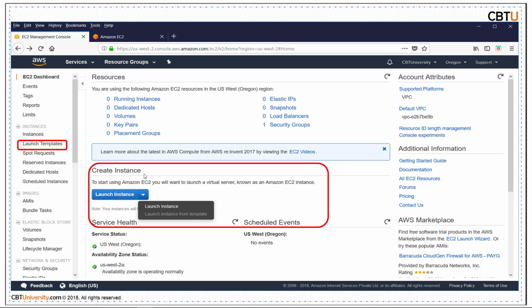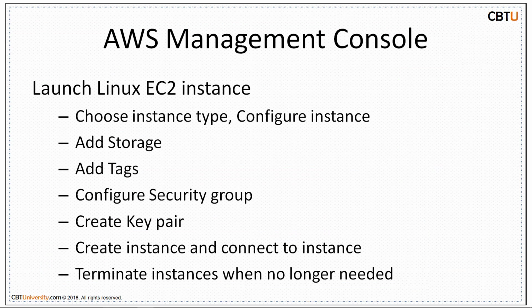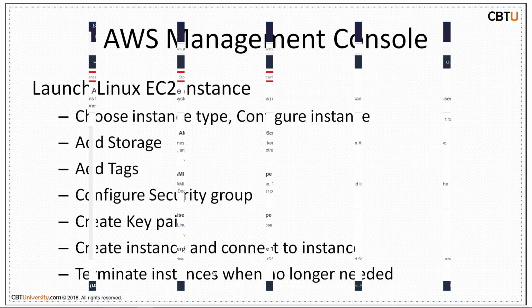We can create instances from templates, which help in quick launching of instances. Using the AWS Management Console, we are launching a Linux EC2 instance. You click on launch instance and configure your EC2 instance. Choose instance type, add storage, tags, and configure security group. Create a key pair, create the instance, and connect to the instance. As the last step, don't forget to terminate instances when you don't need them any longer.